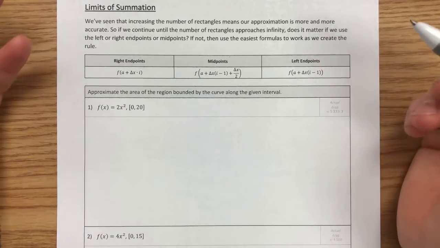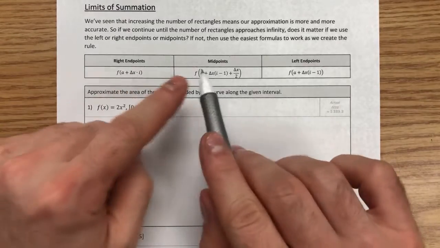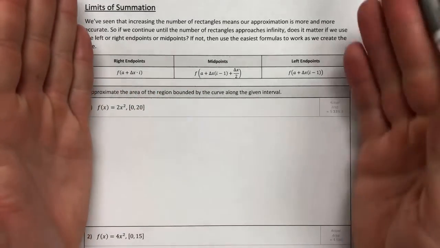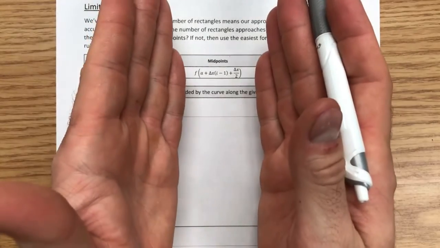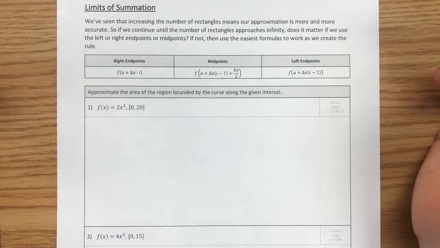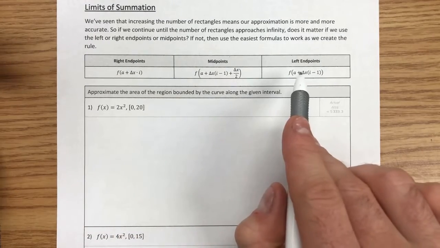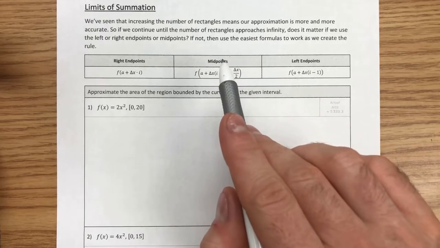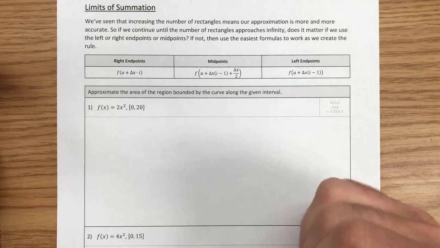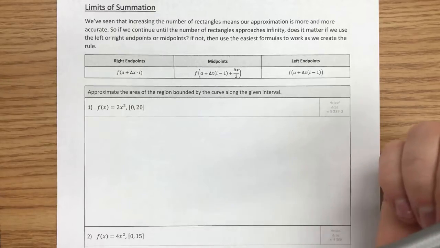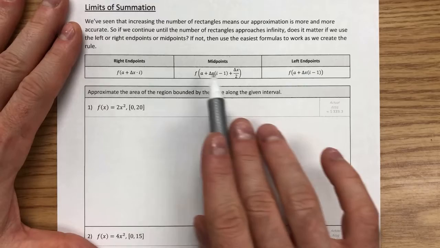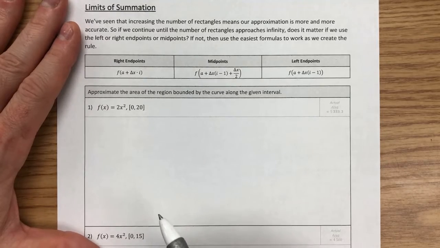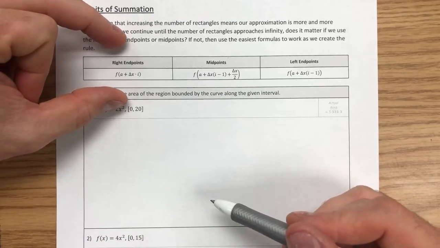So the first process that we have is we have to pick which formula to use. We know left and right endpoints weren't exactly good. Some were over, some were under. The midpoints were a little better. But the question that we're going to ask, secondly, is does it matter which one of these formulas to use if we're using an infinite amount of rectangles? If your answer was it doesn't matter, then yes, you are correct. So I'm going to look at these 3 formulas and say which one looks the easiest to do. You're probably going to pick the right endpoints.